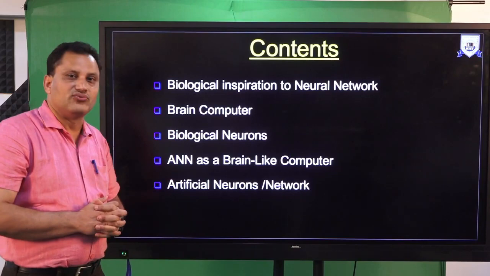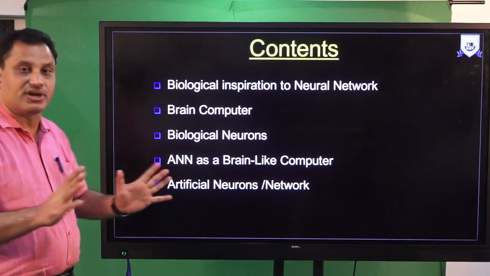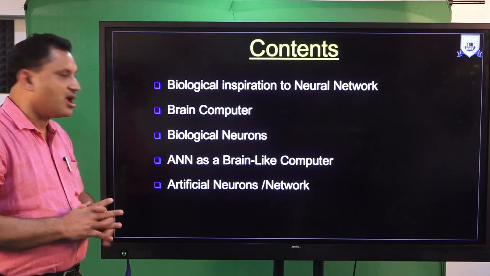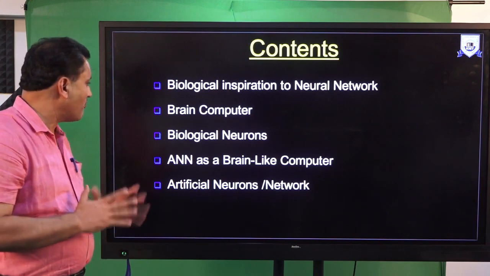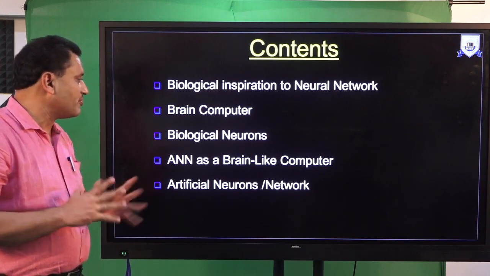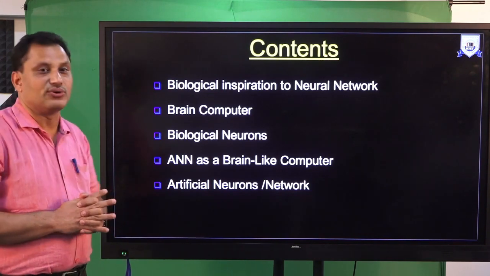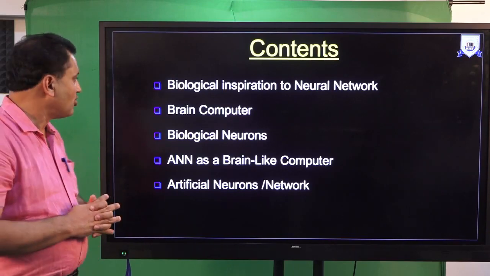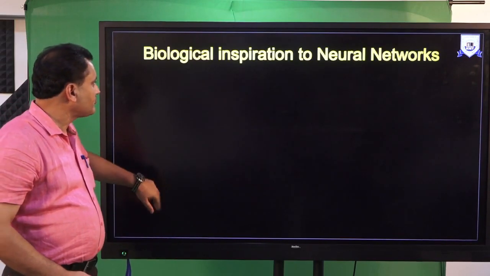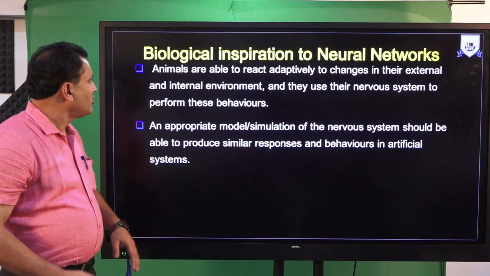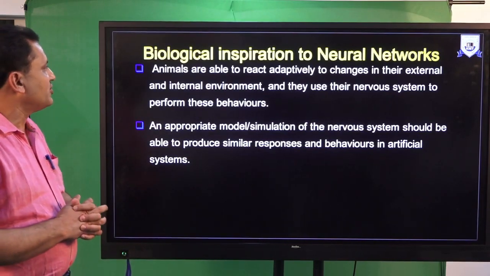These are the topics which we are going to discuss today: biological inspiration of neural networks, the brain as a computer, biological neurons, ANN as a brain computer, and artificial neural networks and neurons. Alright guys. So, biological inspiration of neural networks.